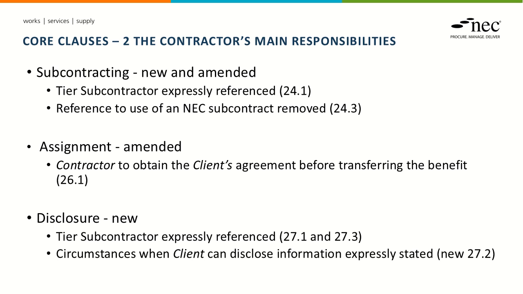Clause 26 provisions with regard to assignment have been amended such that the contractor needs to obtain the client's agreement before transferring the benefit or any rights under this contract. And the disclosure provisions in Clause 27 have been enhanced and applied to tier subcontractors, and circumstances when the client can disclose information have been expressly stated, and that's a new Clause 27.2.